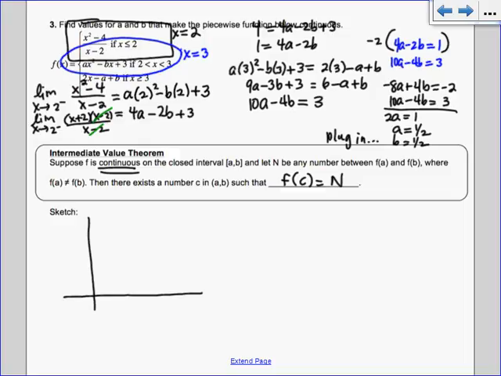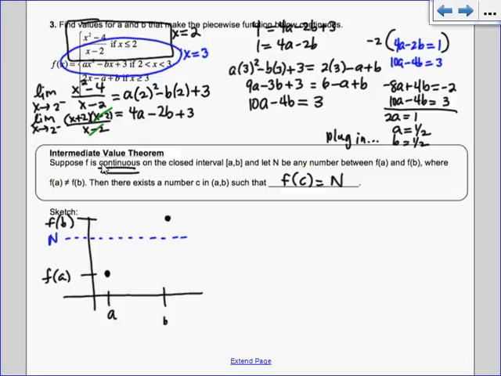Okay, so basically if I have an interval a to b, and I have f of a is here, and then f of b is up here, so those are the heights. And I pick any number between them. So that's going to be a height of n. As long as f is a continuous function, so continuous, as we talked about last time, we can draw without lifting our pencil. So we don't have any holes, we don't have any vertical asymptotes or anything like that.